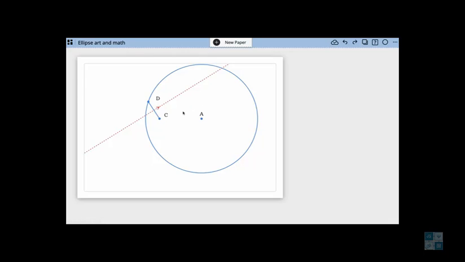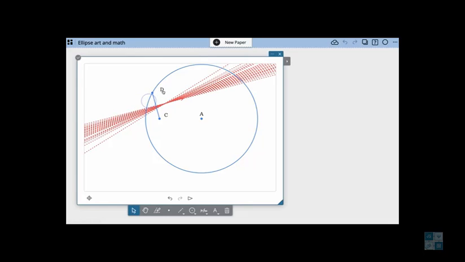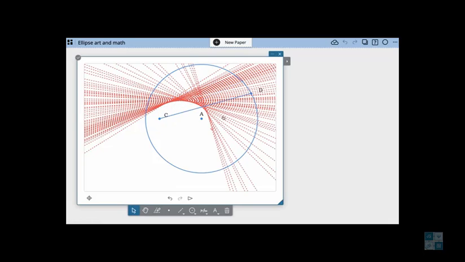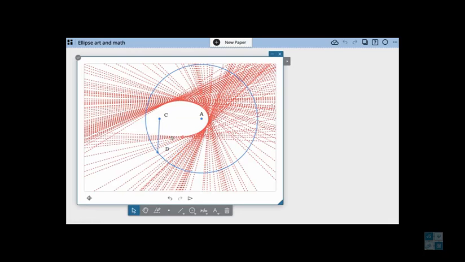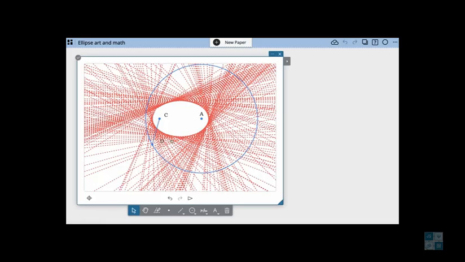Another way to think about this is I'm going to create a radius, or somewhat of a radius, connecting a point on the circle D with C, and I'm going to take the perpendicular bisector. And then as I drag the perpendicular bisector around, what I'm going to end up with is what looks like string art, and it really is kind of a string art activity here.